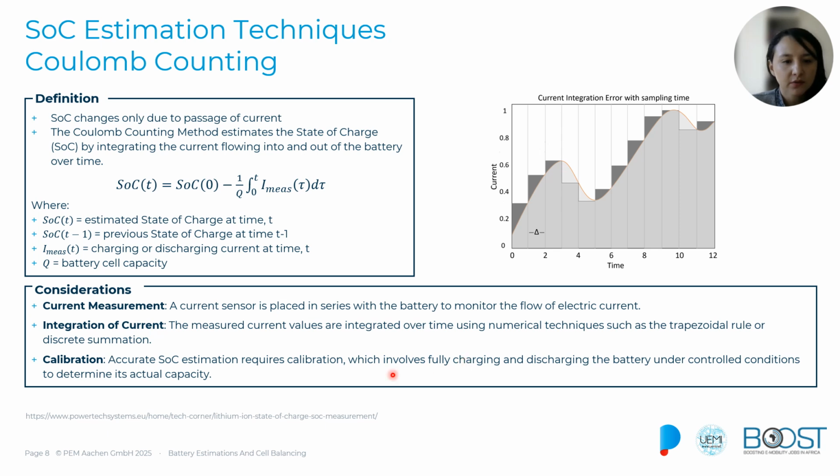Maybe here also to note that besides the current measurement and the integration of the current, in order to have accurate estimations, in some cases, very often we will require calibration, and this involves, for instance, fully charging and discharging our battery under controlled conditions to be able to determine its capacity under known conditions and to be sure that we are not adding errors in our measurements.